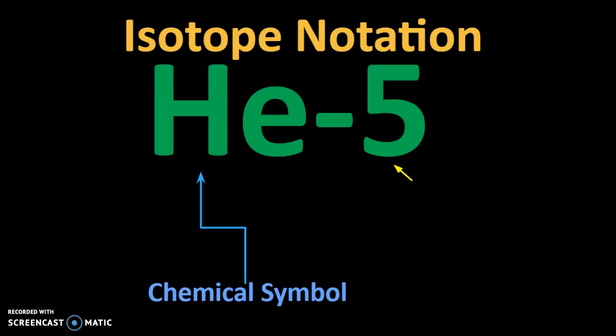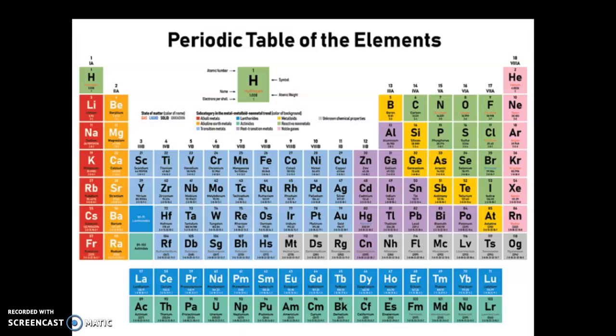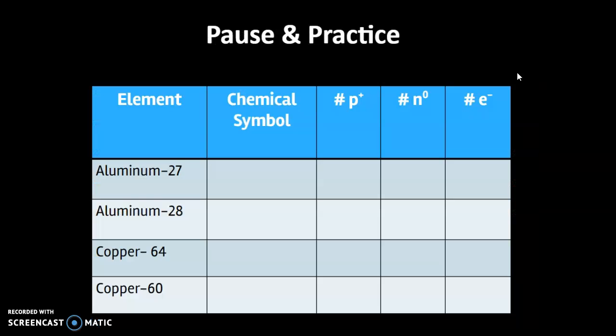It includes two parts. The chemical symbol here, this is helium, denoted by He, and the mass number, again, when we add up the protons and neutrons. And how did I find that? I found that here in the periodic table of elements, helium is right here. The atomic number is 2, so I know it has 2 protons.